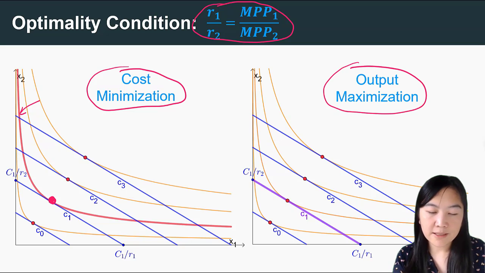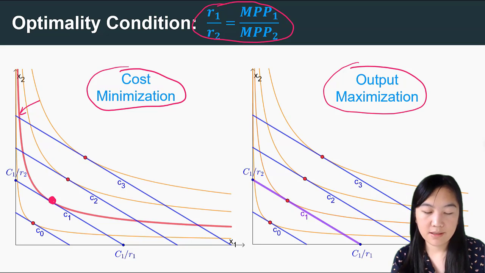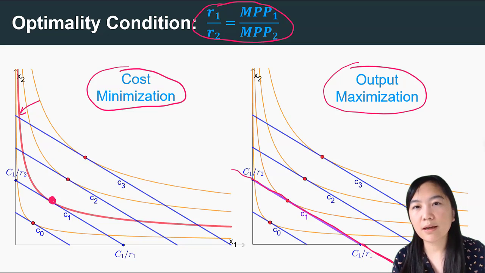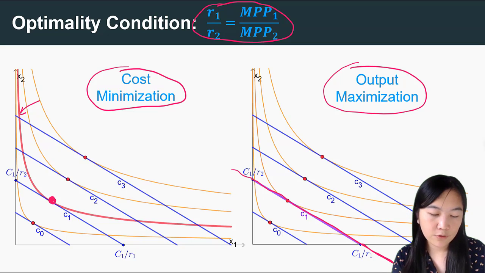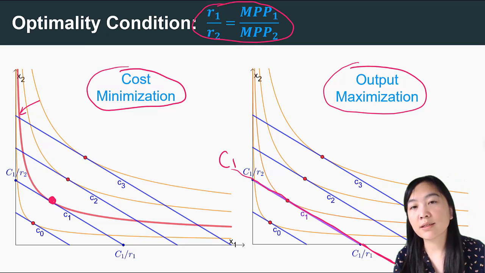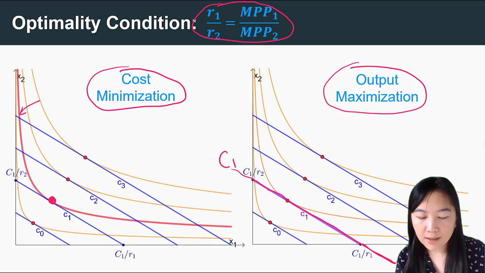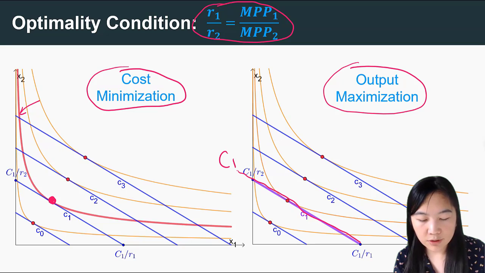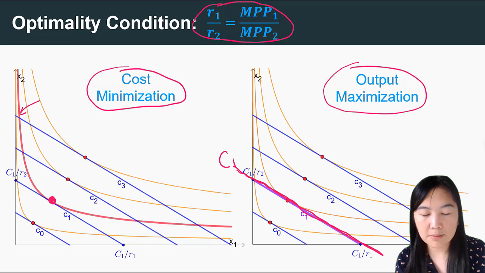For the output maximization problem, it's similar. However, this time your cost is given. Remember, in the previous slide we said it's C0. Let's say right now it's given as C1. So this isocost line represents the C1 cost. So your cost is given.